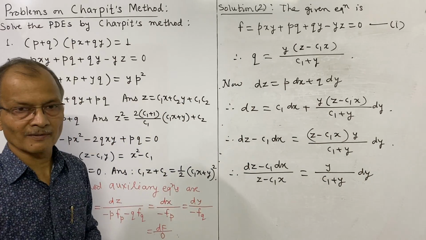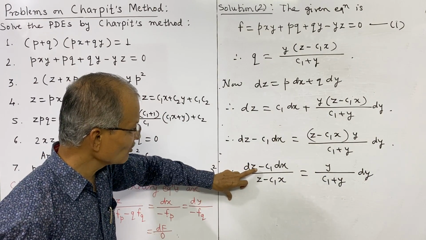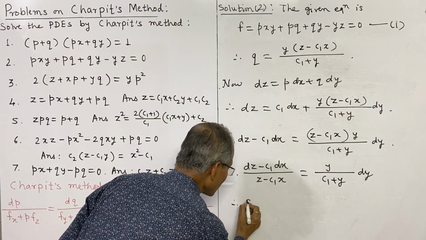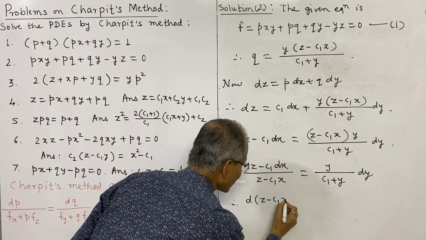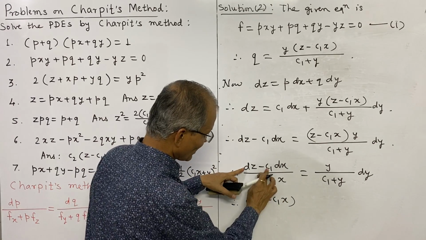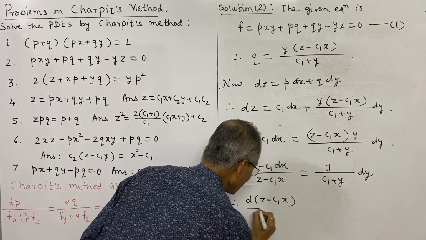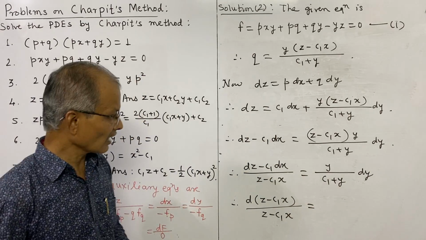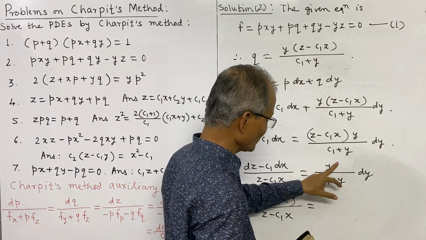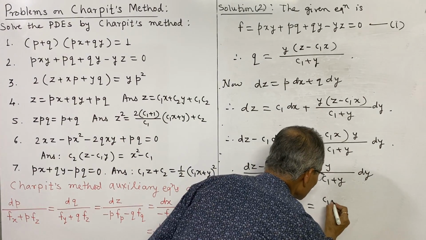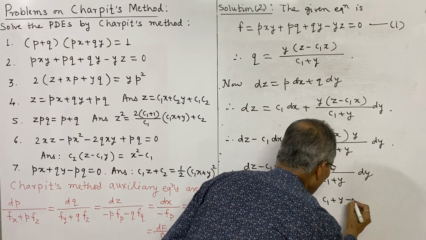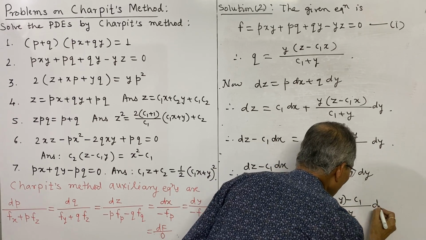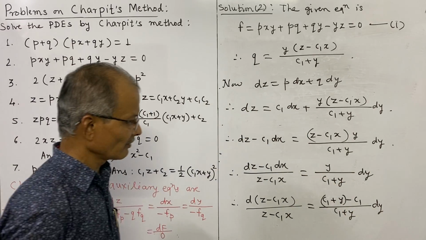Now it is in separate variables, and here also we see the numerator is the differential of the denominator, and that can be written as d of (z minus c1x). This is (dz minus c1 dx) divided by (z minus c1x) is equal to, and on the right side also we should add c1 and subtract c1. So this may be written as (c1 plus y minus c1) divided by (c1 plus y) into dy, or actually this is the procedure of division.